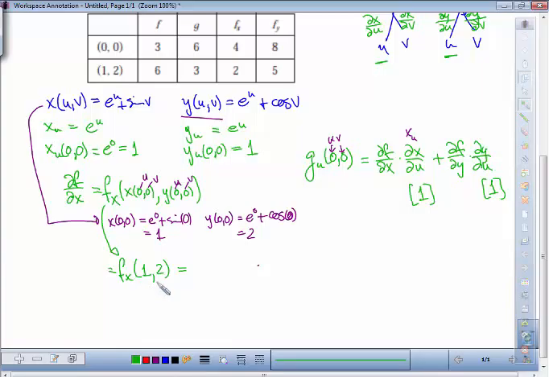And according to this, f sub x evaluated at 1, 2 is equal to 2. So from the table, we have 2 for that expression here, the partial of f with respect to x. So let's go ahead and put that here.